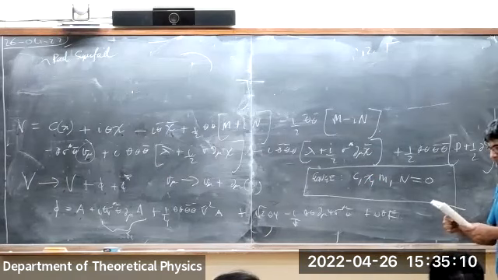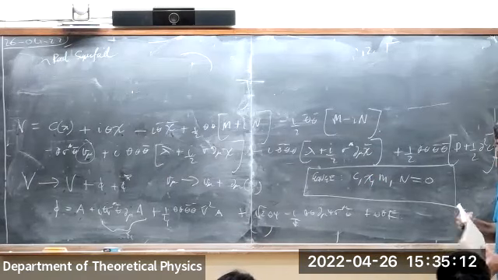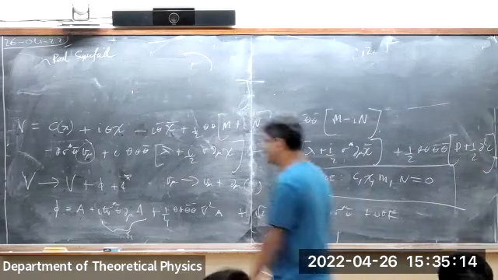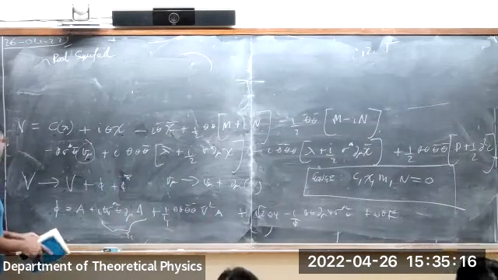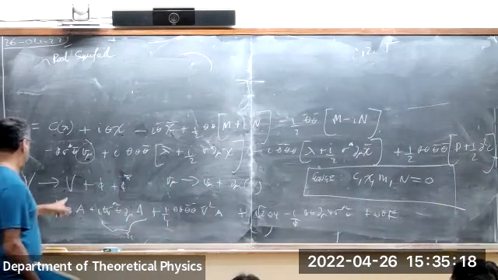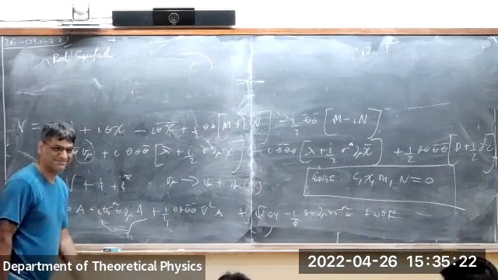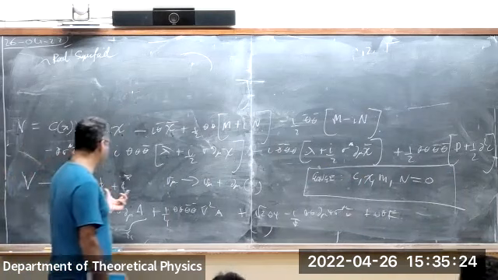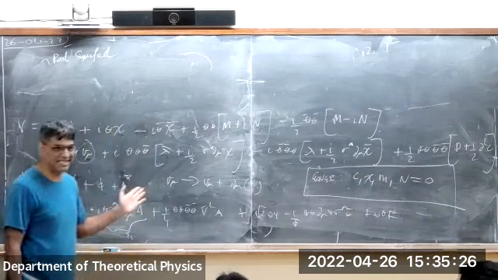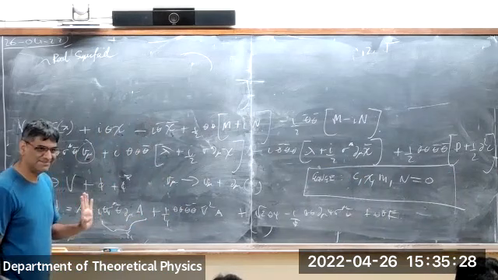Now, suppose we have this phi and phi star. C shifts by A plus A star. So we choose the real part of A to be minus that of C. We can set that.